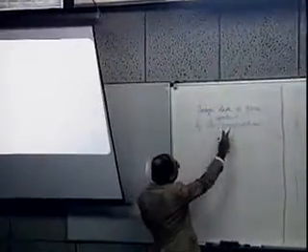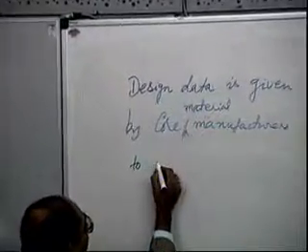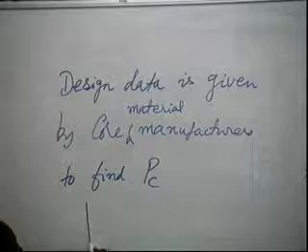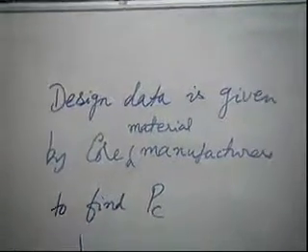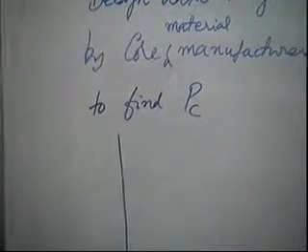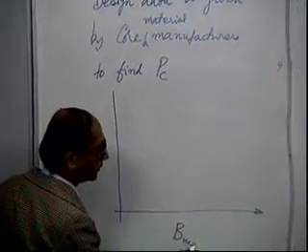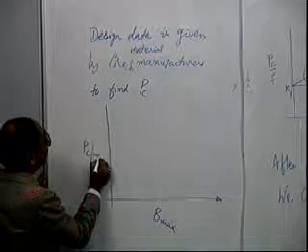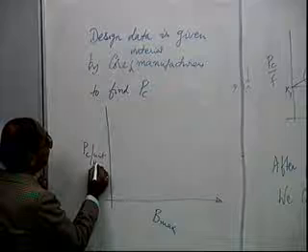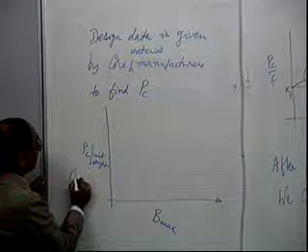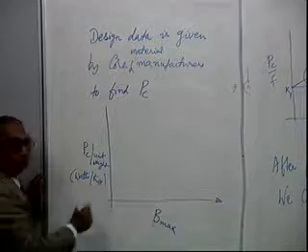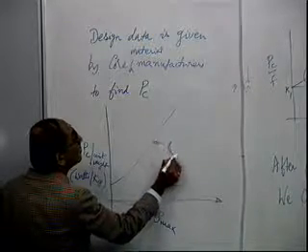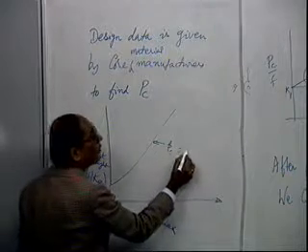Design data is given by core material manufacturers to find PC. Now, what they give is, for a given Bmax, they will tell you the core loss per unit weight or volume. Maybe it may be watts per kg. Watts per kg of core loss it will give you. That is PC, the power density.